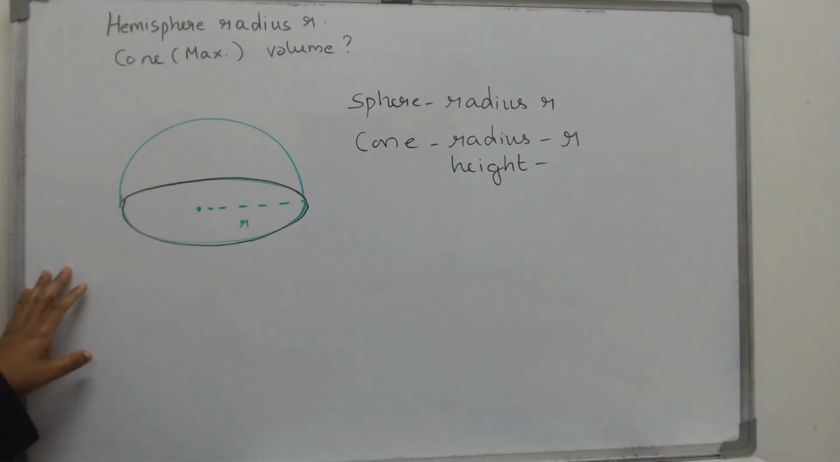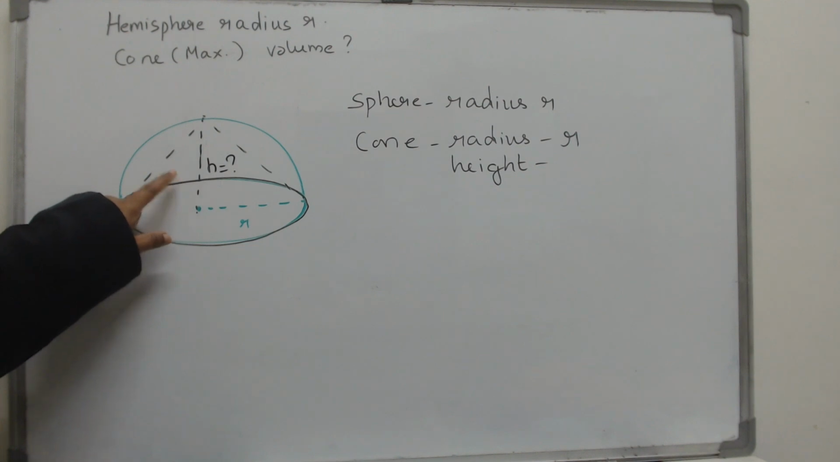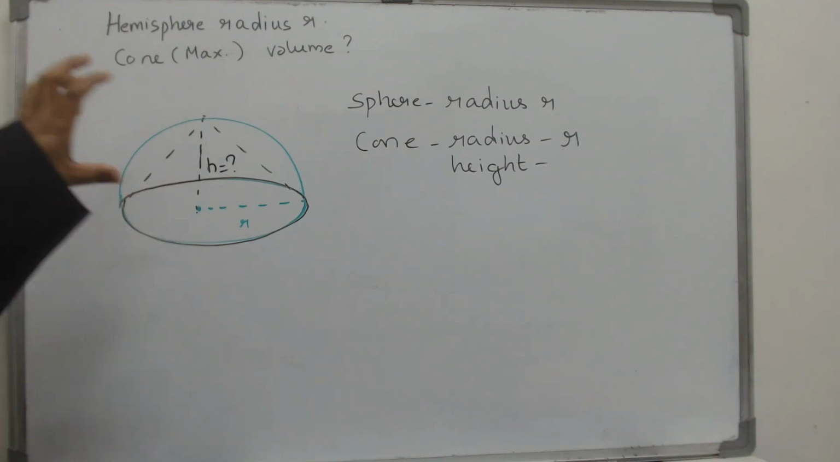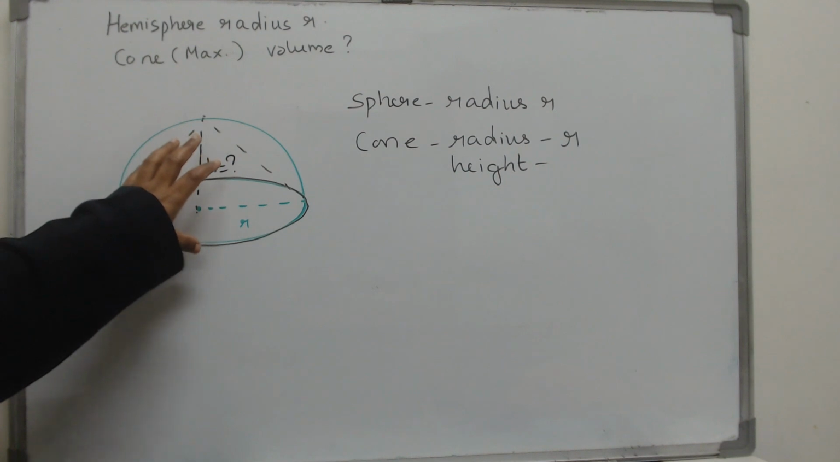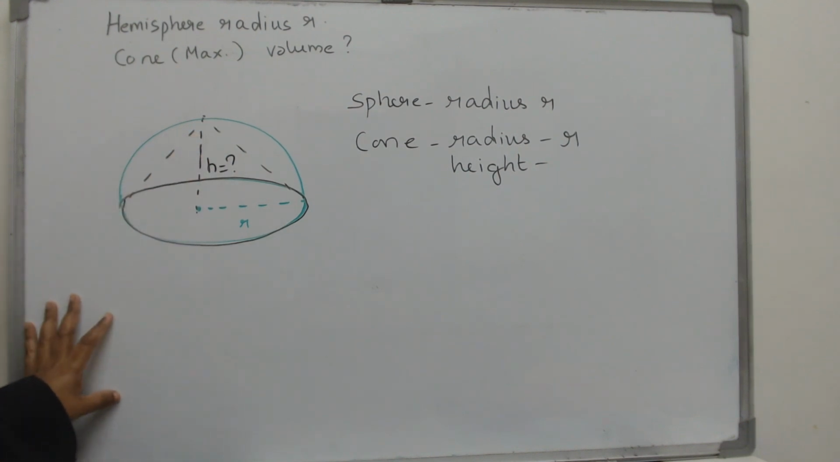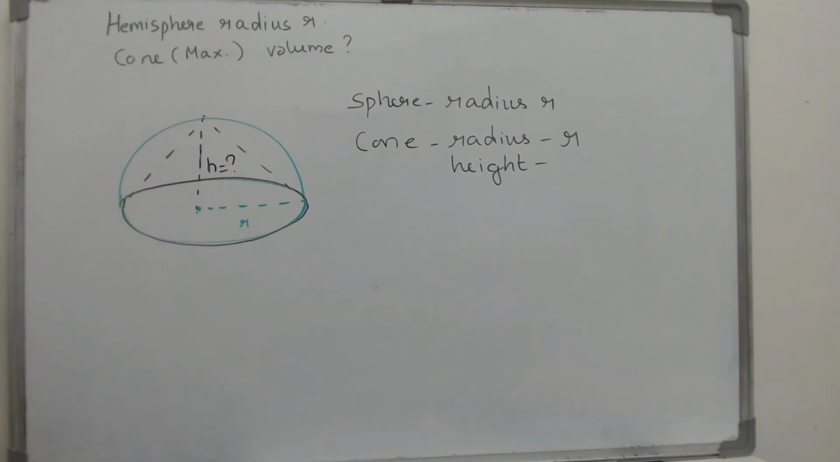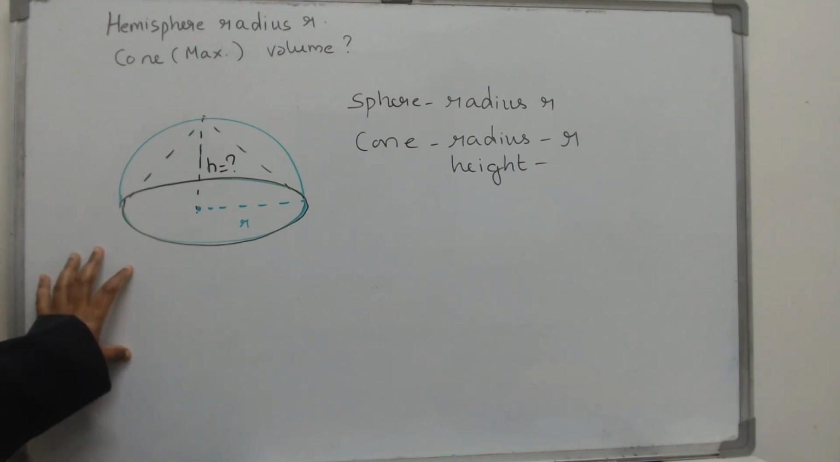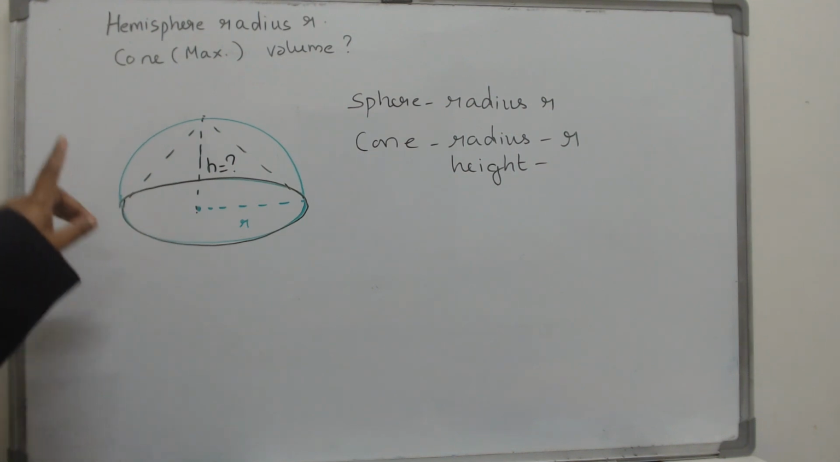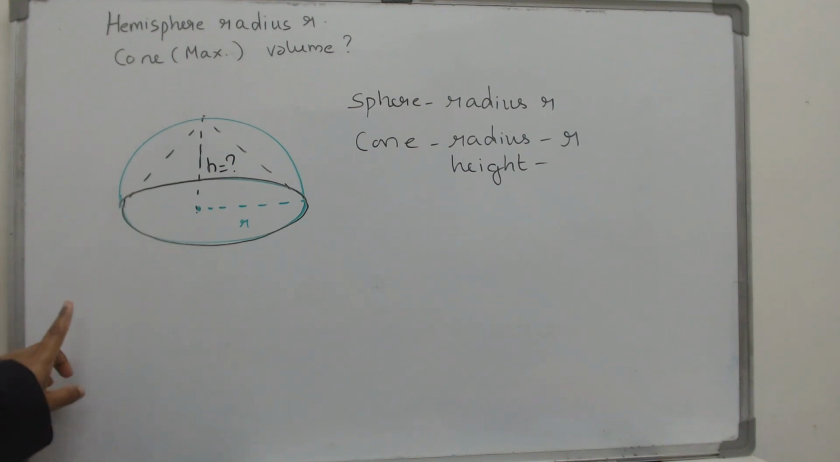What about the height? What is the maximum height possible for a cone so that it will fit inside this hemisphere? Now forget about the hemisphere. Tell me, how will it work in a sphere? In a sphere, what is the longest line that you can draw? It is the diameter. It is the same with the circle. What is the longest chord of a circle called? It is called a diameter. So same with the sphere, the longest line will be the diameter.